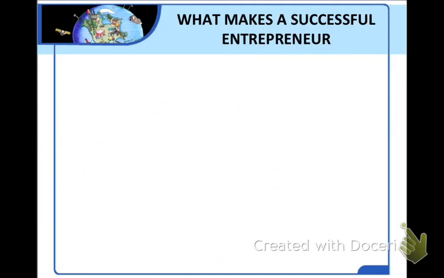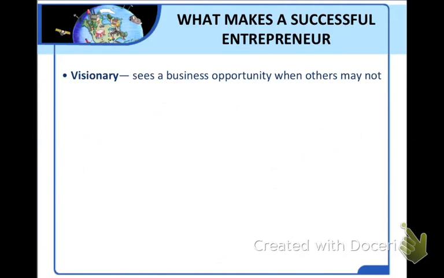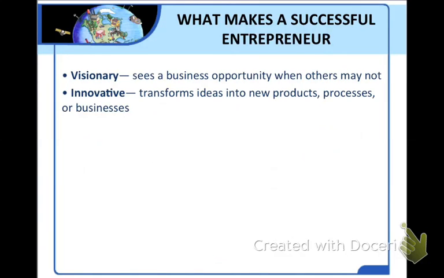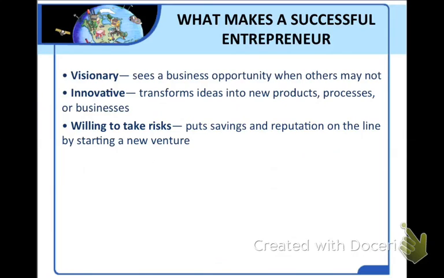An entrepreneur must have the ability to raise the large amount of money needed to launch a business. And an entrepreneur must face the high risk of firm death within the first few years of operation. Although everyone is unique, successful entrepreneurs share similar personal characteristics. An entrepreneur is typically visionary, meaning they see a business opportunity when others may not. They are innovative, meaning that they transform ideas into new products, processes, or businesses. They are willing to take risks, putting savings and reputation on the line by starting a new venture.